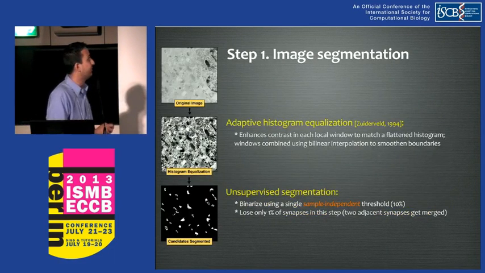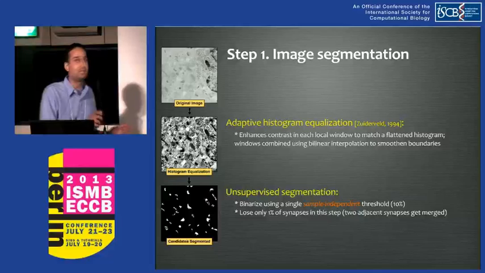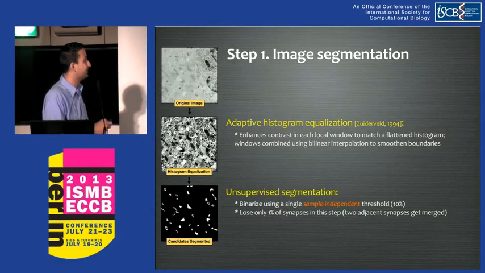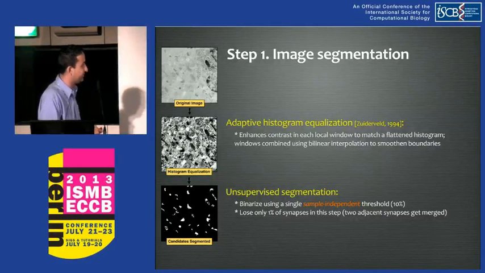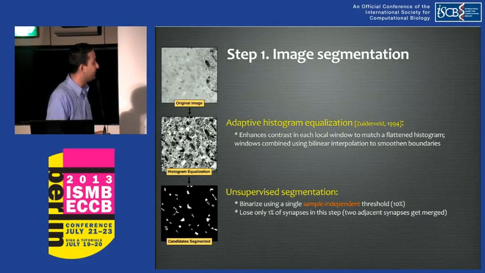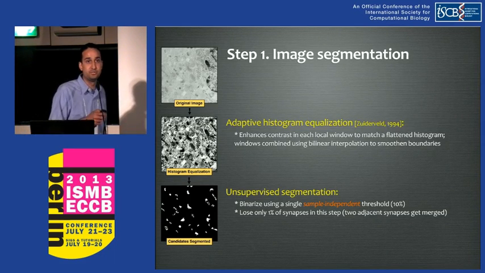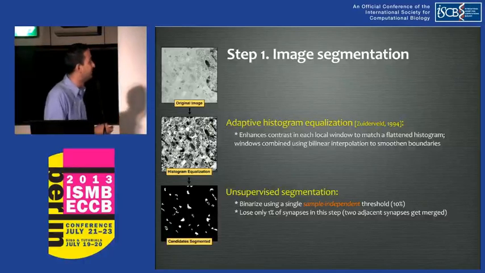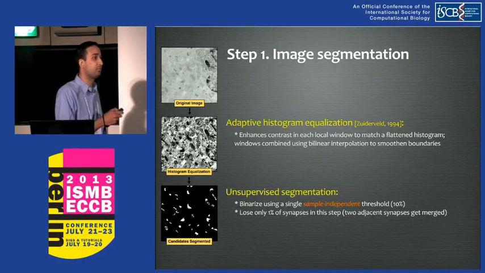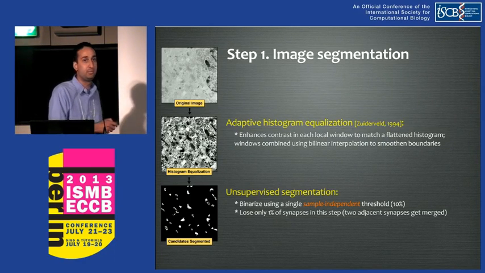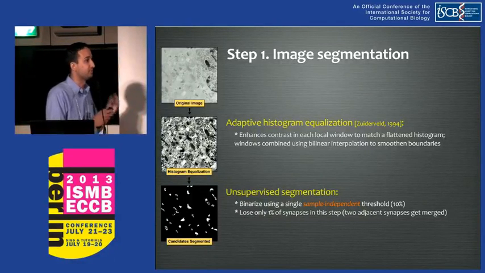The first thing we do is a very conservative image segmentation step. The idea is that we're preferentially staining these synapses, so let's get rid of 90% of the image and just focus on the dark spots. Instead of trying to manually pick thresholds on what to throw away and what to keep, we do an intermediate step of adaptive histogram equalization. What that does is enhance the contrast in each local window slid across the image to match a flattened histogram. These windows are then combined using bilinear interpolation to smooth the boundaries between them. What's nice about this technique is that if you have some artifact that's dominant in one region of the image, it's not going to mess up your histogram over the entire image. It's just going to be localized.